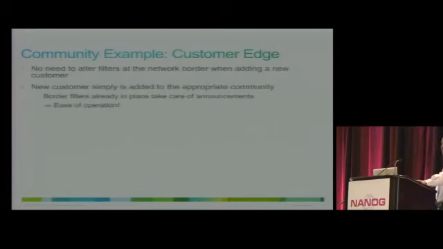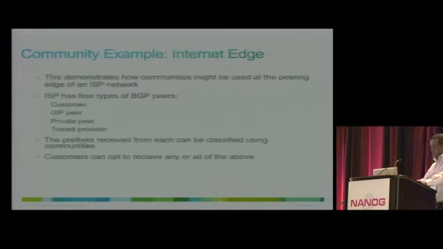Another example is the internet edge. The first one was the peering applied on the customer edge. In this case, the community is applied on the internet edge. So the peerings are classified into customer, IXP, private peer, and transit provider. And by doing that, they filter prefixes going to the peer based on these community attributes.